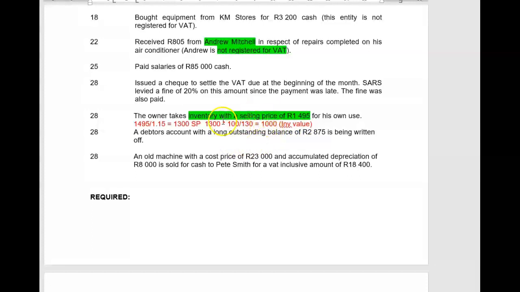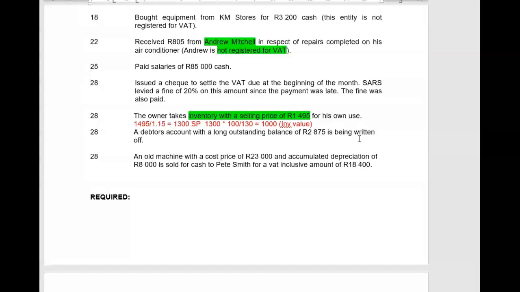So we paid for those inventory items that the owner took now, 1,150 Rand. What did we do then? We claimed the VAT input of 150 Rand. So our initial entry was debit inventory 1,000 Rand, debit VAT input 150 Rand, and credit bank or creditors, depending on whether it was for cash or not, 1,150 Rand.